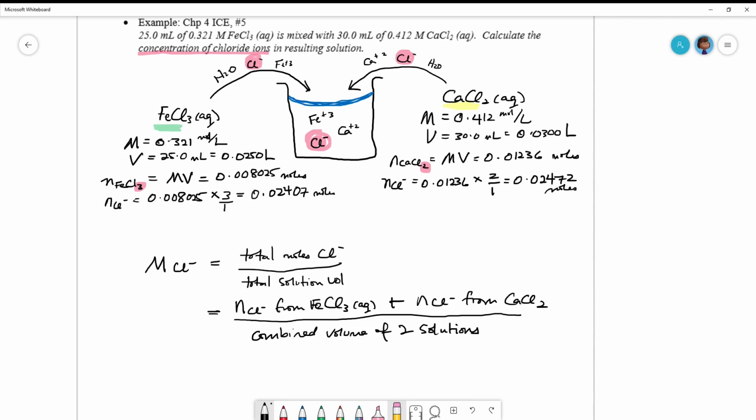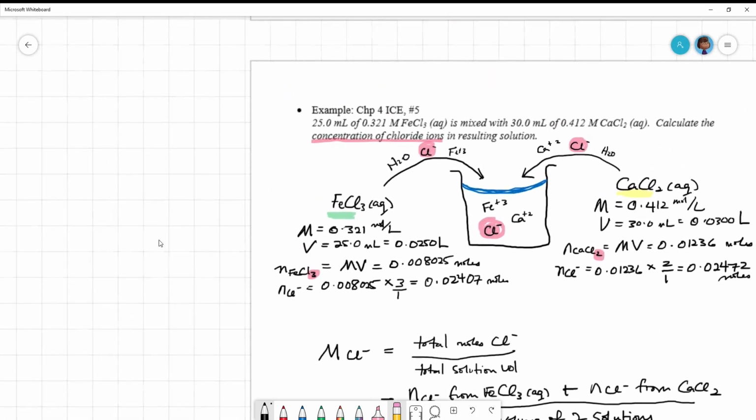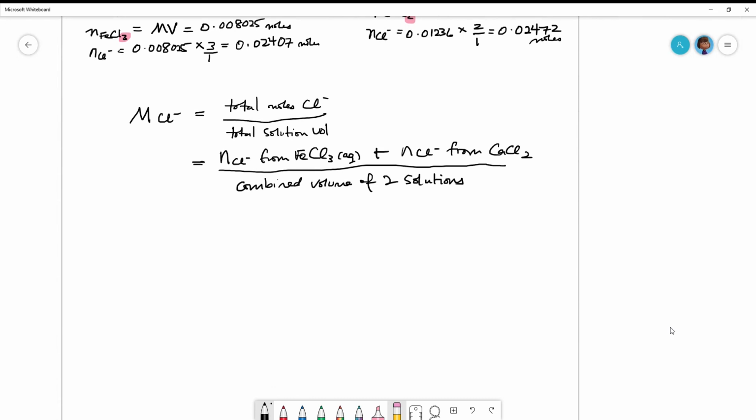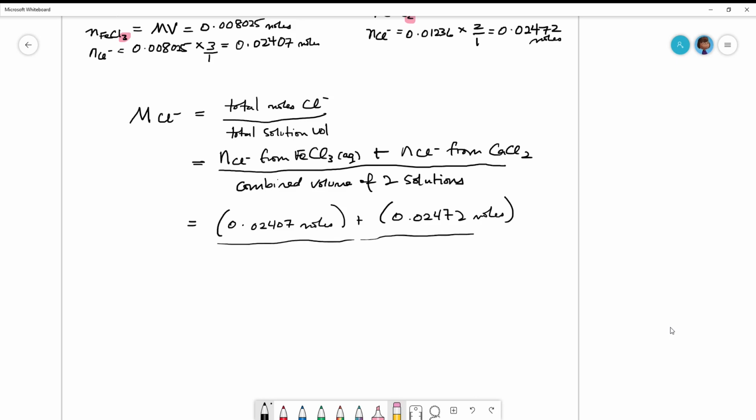Okay, well, now we need all the information to complete the problem and get the molarity of chloride ions in that final solution. Whoops, did not mean to do that. Let's move this in the right direction, and that is up. So coming back here, we're going to take the moles of chloride from the iron chloride solution, 0.02407, and add it to the moles that we worked out from the calcium chloride solution, 0.02472 moles.